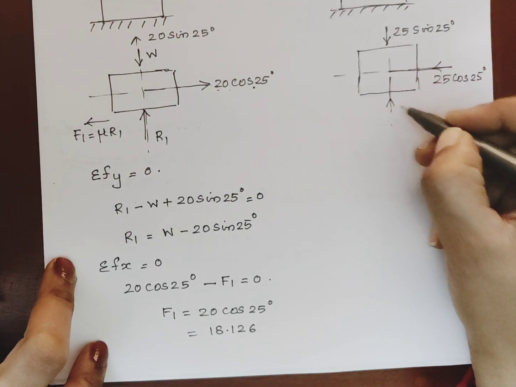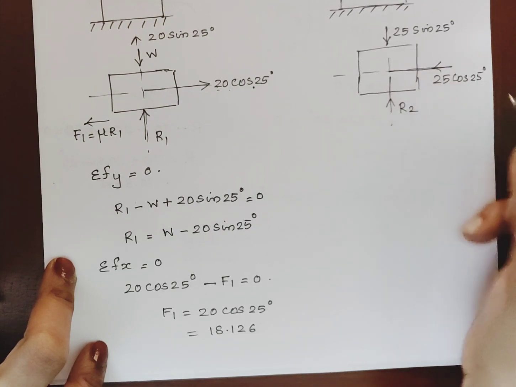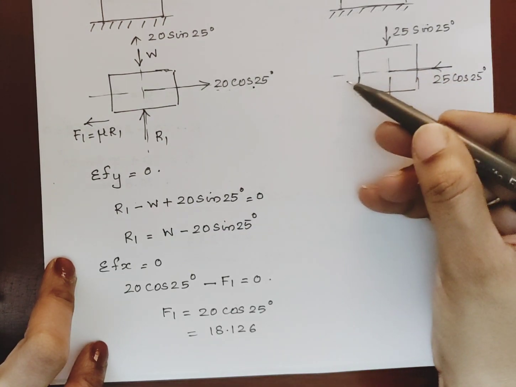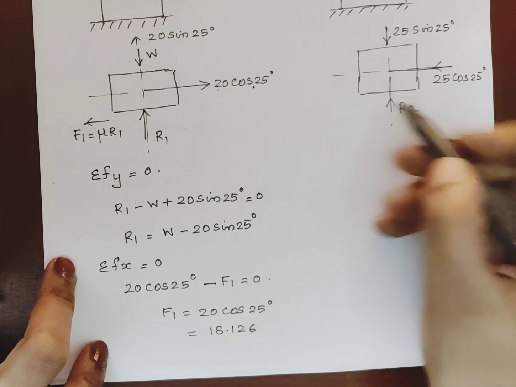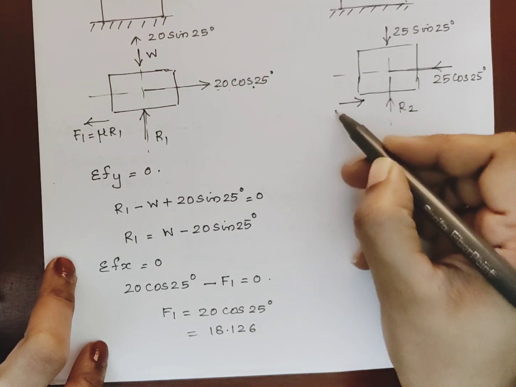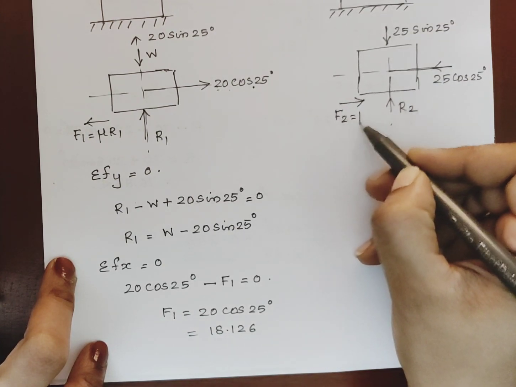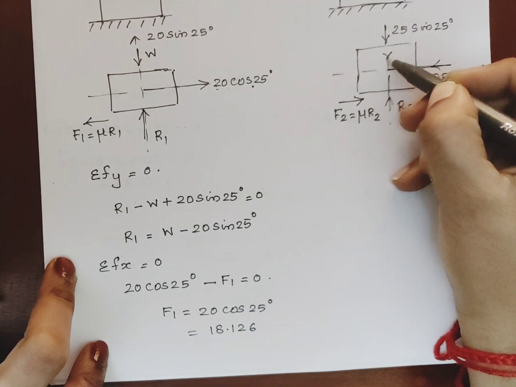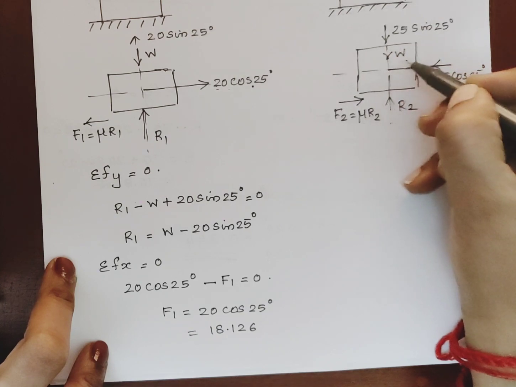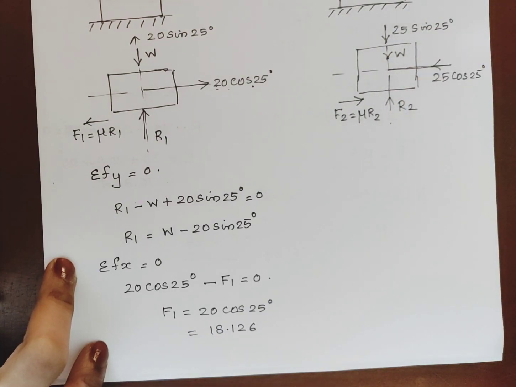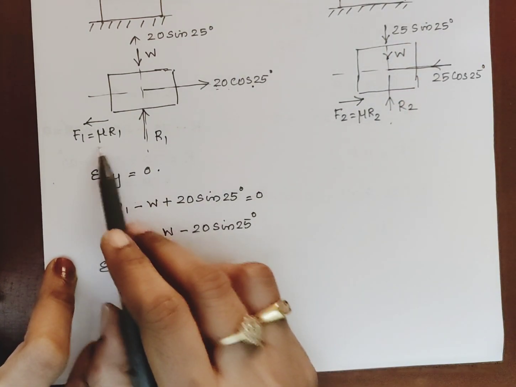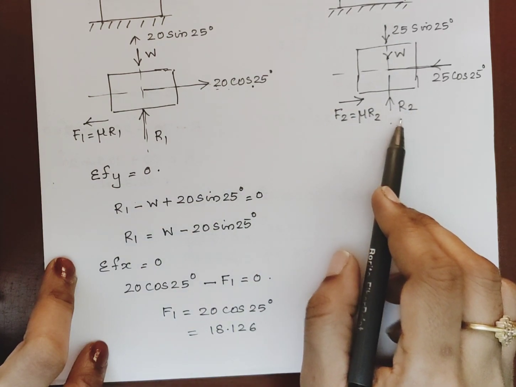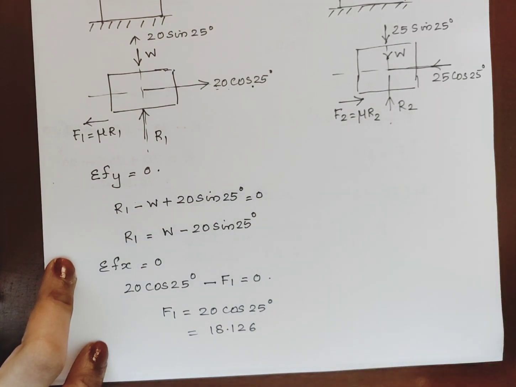So here the reaction is assumed as R2. Since this is the direction of force, friction is acting in the opposite direction. F2 is equal to mu into R2. Then weight is acting vertically downward. Weight is assumed as W. So here in case 1 and 2, mu is same because the surface is same.